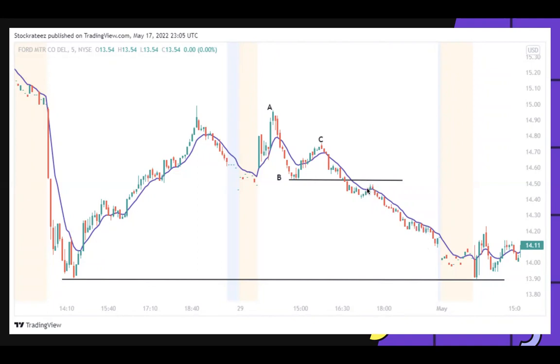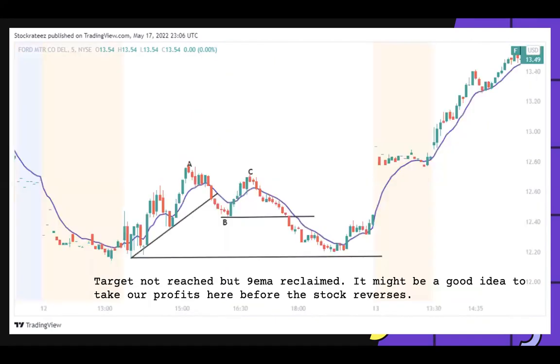Now here I went above a little bit, but since we still have this potential support turned resistance, I'm going to hold for a little bit longer. So you just have to use your discretion. I mean, that still would have been a good gain if you just followed it to a T.